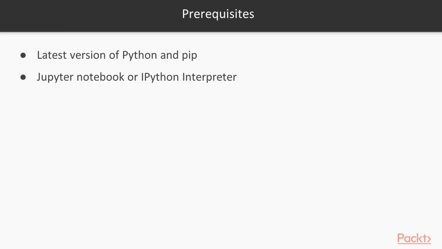For this course, you need the latest version of Python and pip. You either need a Jupyter Notebook or IPython interpreter. Instructions for installing Scikit and its libraries are provided. So let's get started with the course.